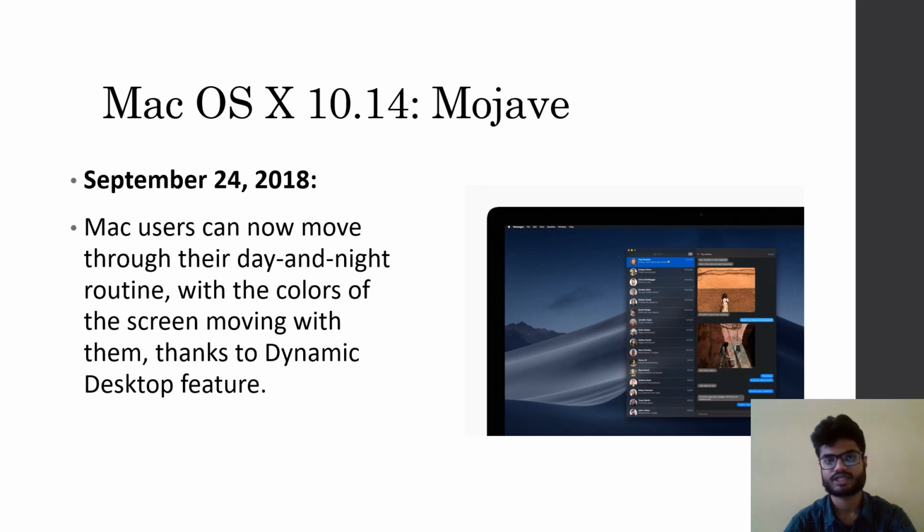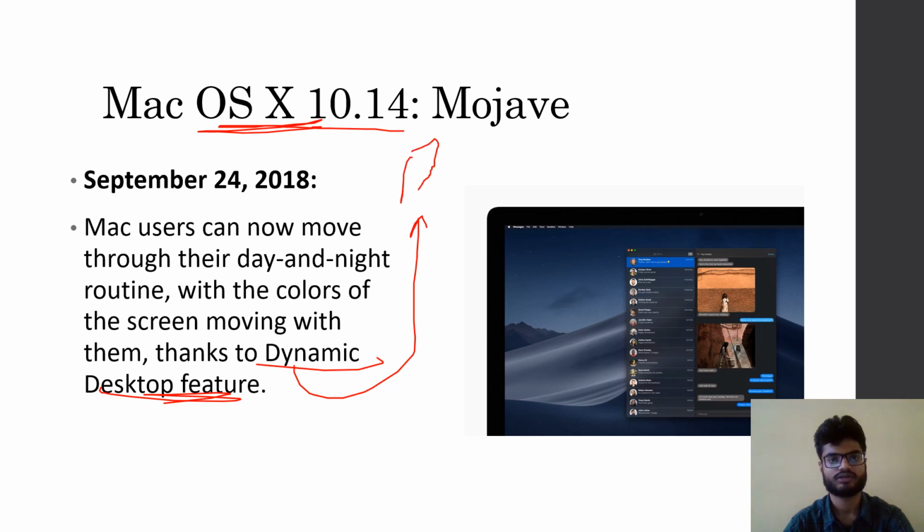The macOS X 10.14. In this update, they gave one feature, the dynamic desktop feature. This feature means whenever it is daytime, then there will be light mode in your device, and when it is night, then the dark mode will be activated. And dark mode was pretty attractive for the new users.